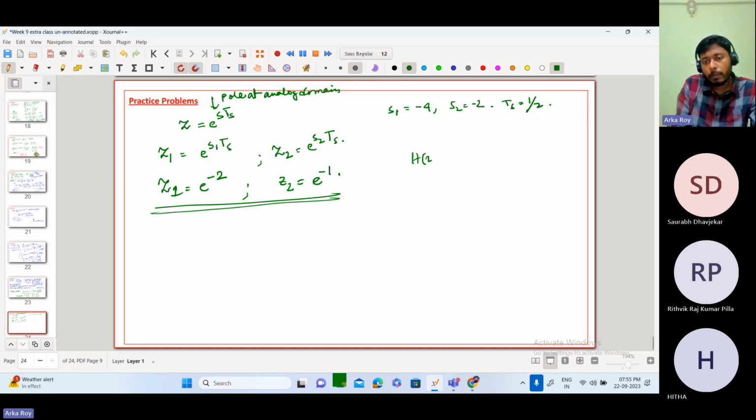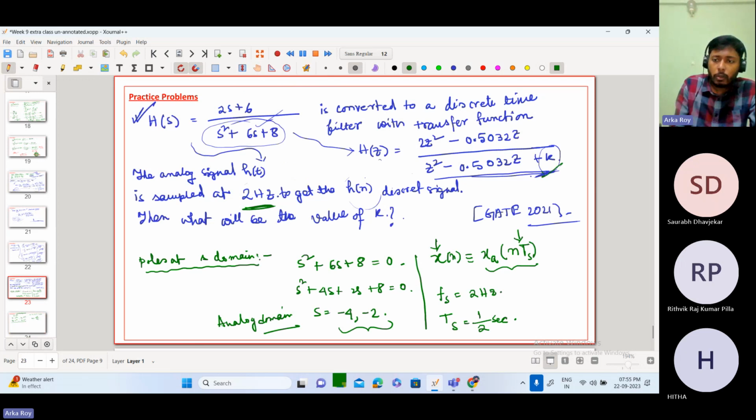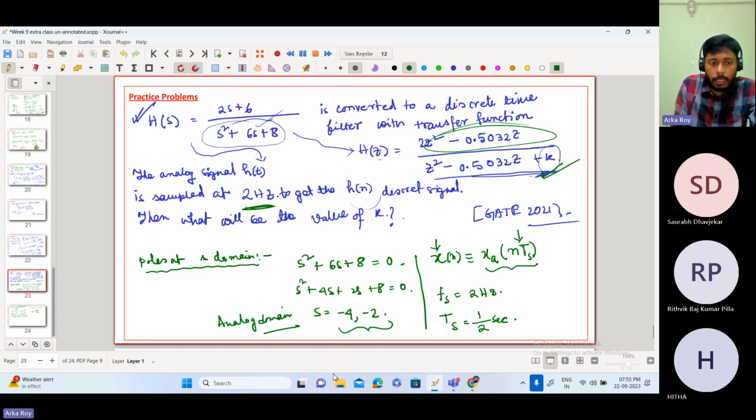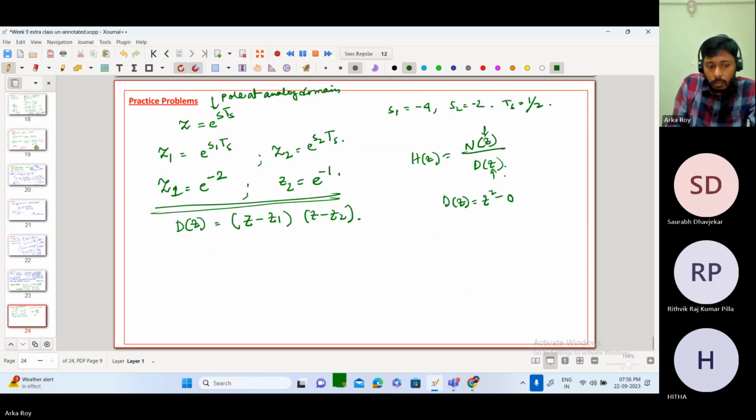And they have been given Hz. Hz is in the form of Nz by Dz. Numerator is also a function of z, denominator is also a function of z. And because I am bothered about finding the value of k, I am not at all bothered about what is happening in the numerator. So Dz, I can construct it as z minus z1, z minus z2. And we have been given Dz equals z square minus 0.5032z plus k. So this is what is given.